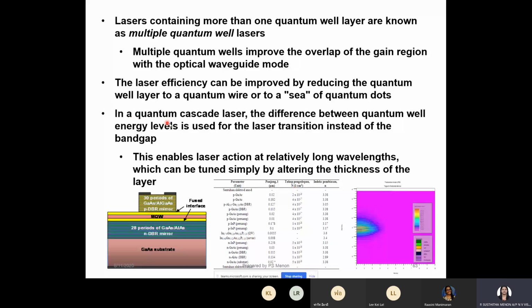Okay. In a quantum cascade laser, the difference between quantum well energy levels is used for the laser transition instead of the band gap. Right? You have a fixed energy level for the quantum well, so that is used as a basis for emission. This enables laser action at relatively long wavelengths, which can be tuned simply by altering the thickness of the layer. I'll explain this more in a subsequent slide.